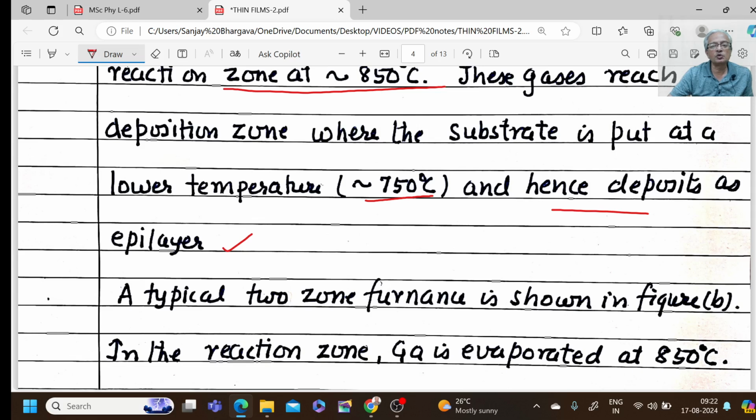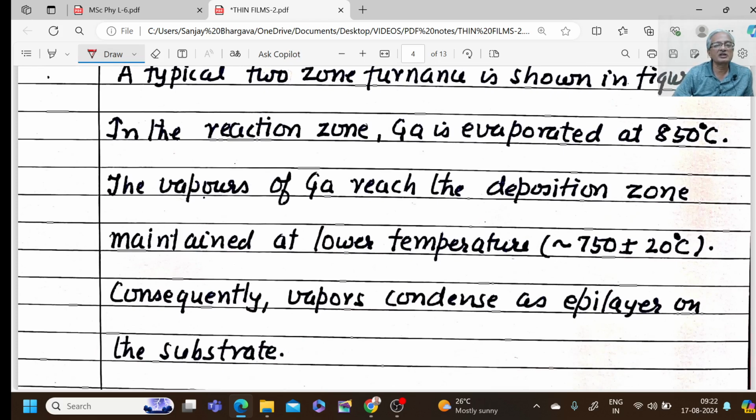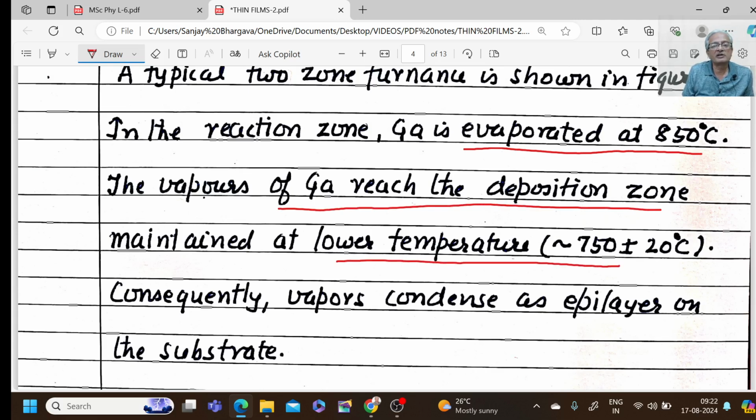A typical 2-zone furnace is also shown in figure B. In the reaction zone, gallium is evaporated at 850 degrees centigrade. The vapor of the gallium reaches the deposition zone, maintained at a relatively lower temperature, 750 plus minus 20 degrees centigrade. Consequently, the vapors condense as epilayers on the substrate.